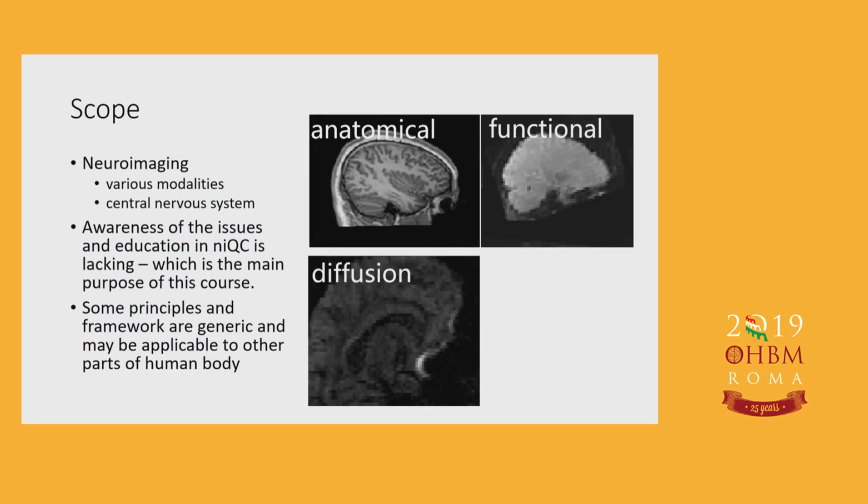In this course, a half-a-day course, we will mostly be focusing on three modalities: anatomical, functional, and diffusion, with the goal to raise awareness of the issues and to try to improve education in neuroimaging quality control. A lot more practical intuition than physics education, so to say, into the QC aspects.